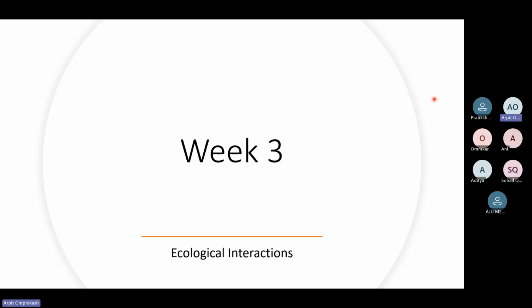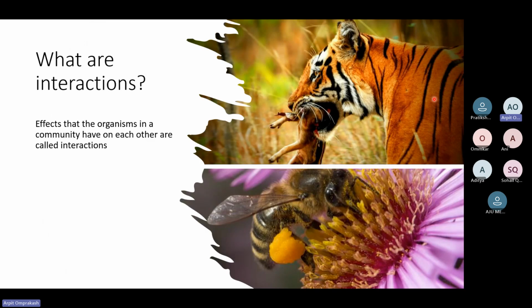Yeah. So next we have week three, ecological interactions. So what are interactions? Interactions are the effects that organisms in a community have on each other. For example, this bee is pollinating the flower, so it's interacting with it and having an effect. It's making the flower pollinate so that it can reproduce. And the flower is providing nectar, which is food. So these are the effects these animals have on each other, and that is known as interaction.